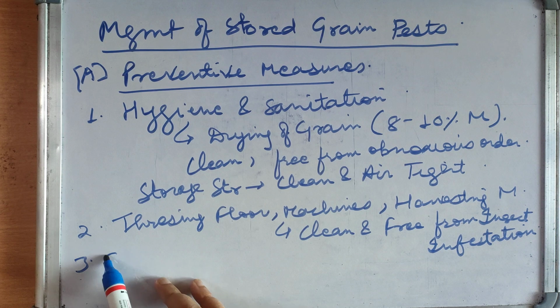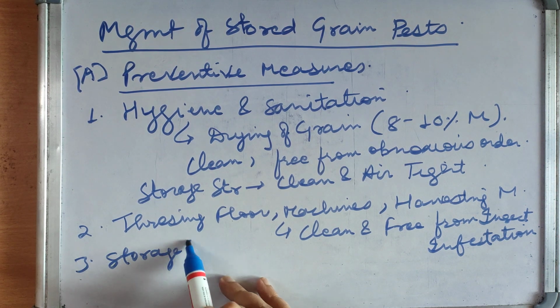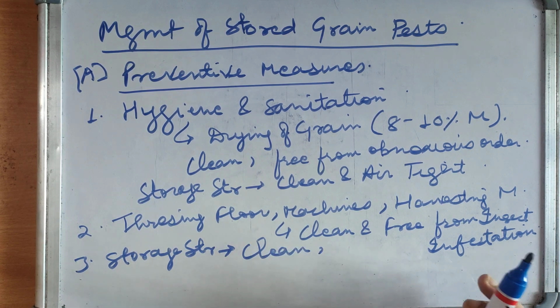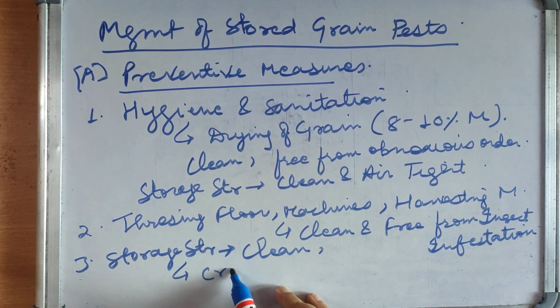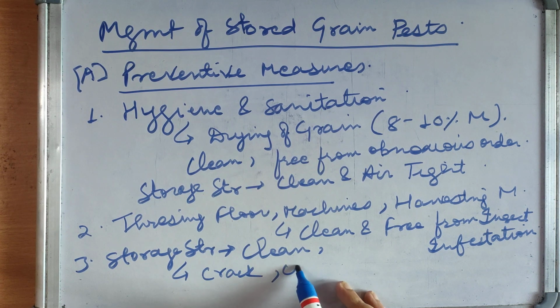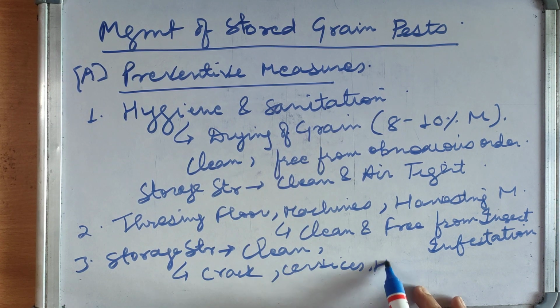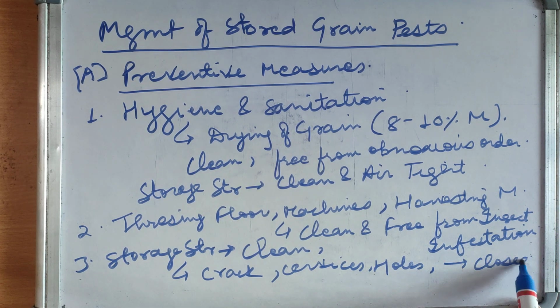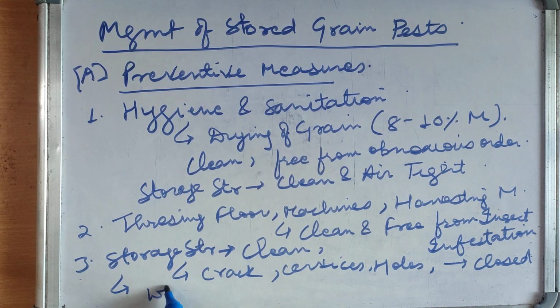Thirdly, storage structure should be clean. The cracks, crevices, holes, etc. present in the storage structure should be closed well. We should do whitewashing and washing of the storage structure. And more, what we can do is closing rat burrows with broken glass and a piece of mud.